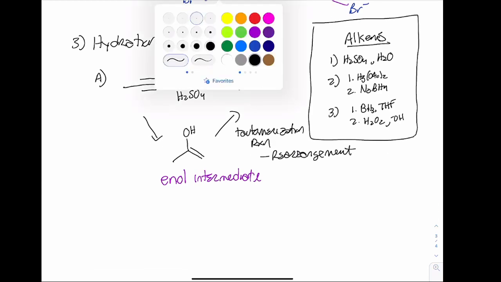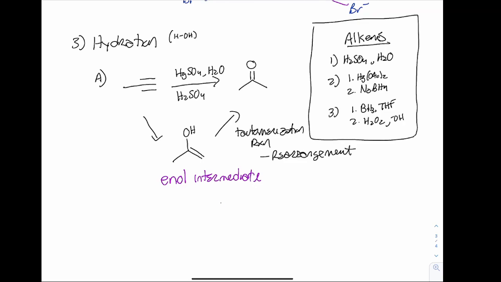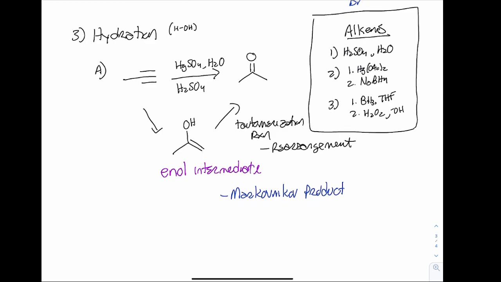So it does follow Markovnikov's rule. Let's add that here. So we get the Markovnikov product. So what that means for us, when I get to that enol intermediate, I want the hydroxyl group on the more substituted carbon. And then when I tautomerize to get my final ketone product, the carbon that had the hydroxyl group on it is going to be the carbon that has the carbonyl. So my carbon that was bonded to the hydroxyl is my carbonyl carbon. So we want the hydroxyl group on the more substituted carbon.